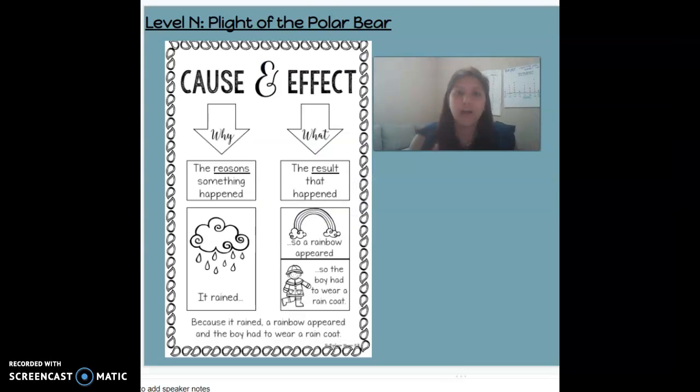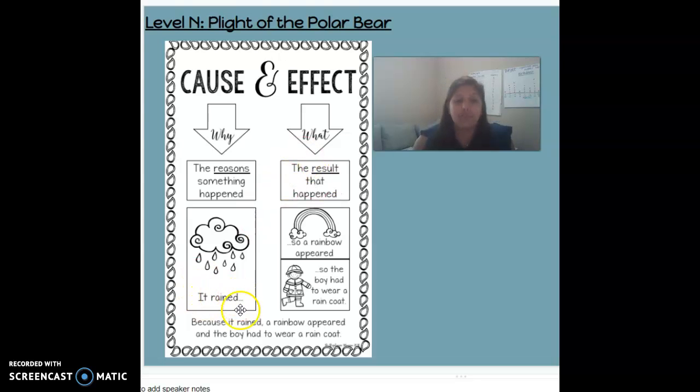Okay, so going into cause and effect, the cause is the why something happened. That's the cause. That's the reason why. Okay, so every time you think of cause, I want you to think of why. I want you to think of the reason something happened. Now, effect is what happened because of the cause. Okay, so the result that happened. So cause is the why, the reasons, and the effect is the what, the result. Okay, and then here I have an example for you.